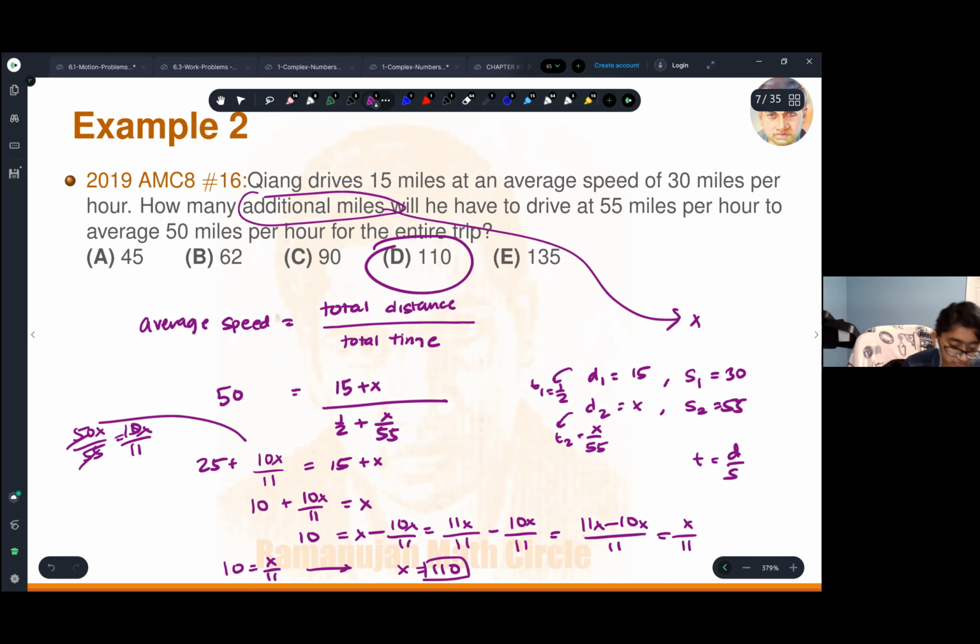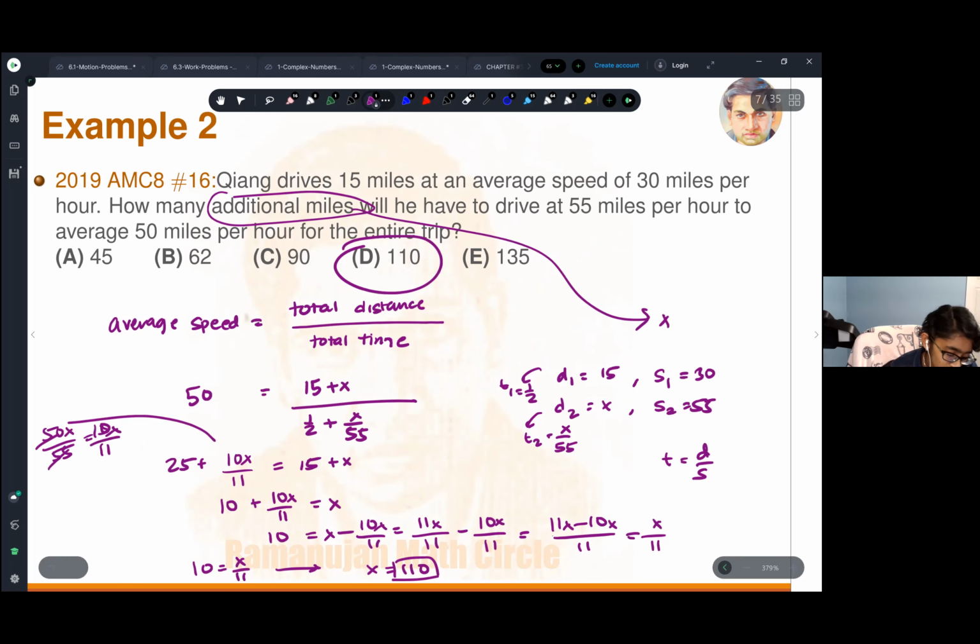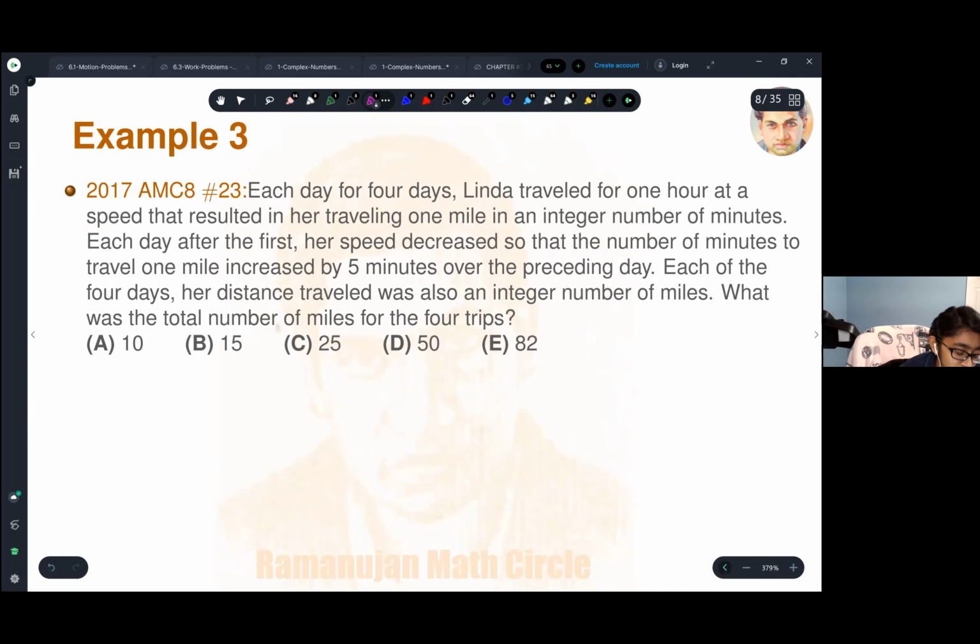So that's our answer. It's a systematic way of trying to solve the question. You get a set of equations, and then by using the formulas or relationships that you know, for example, what average speed is in terms of total distance and total time, and how you find the total distance and total time using the relation between t, s, and d, it's just basic algebra after that. Okay, so next question.